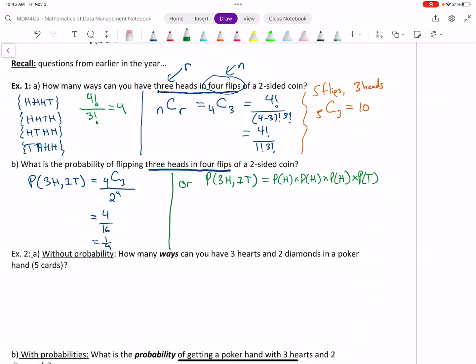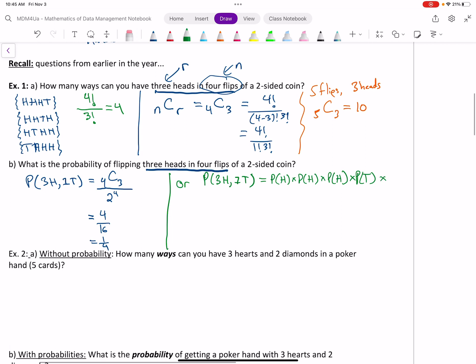Except you have to include the number of ways this can happen. So in this case, you go times 4C3. And that's the part you have to try to consider: how many ways could this happen? So if I do this, I've really got 1/2 for each of these times 1/2 and so on.